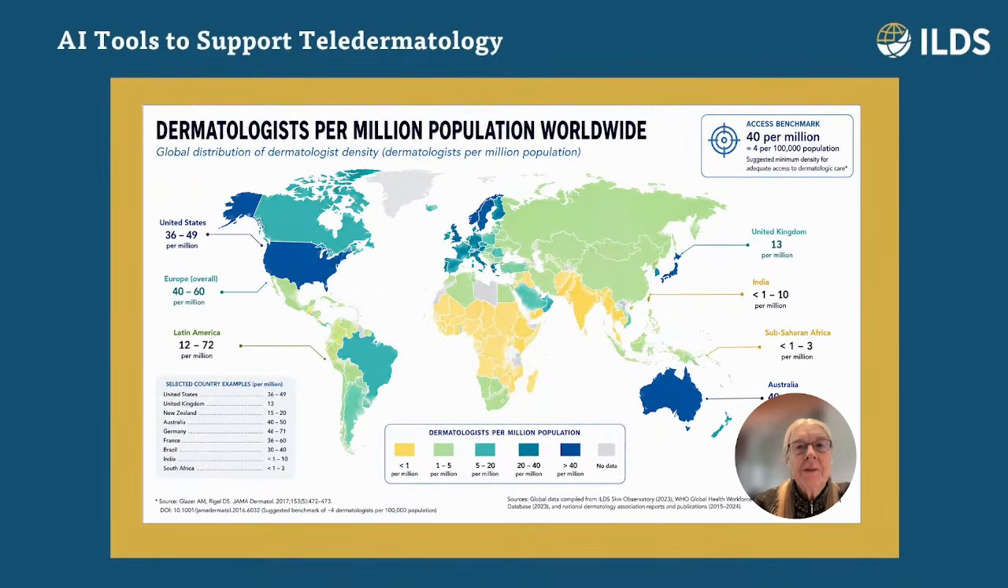We know that the ideal number of dermatologists per million population doesn't match what's actually in place worldwide, and very few places match the 40 dermatologists per million recommendation.